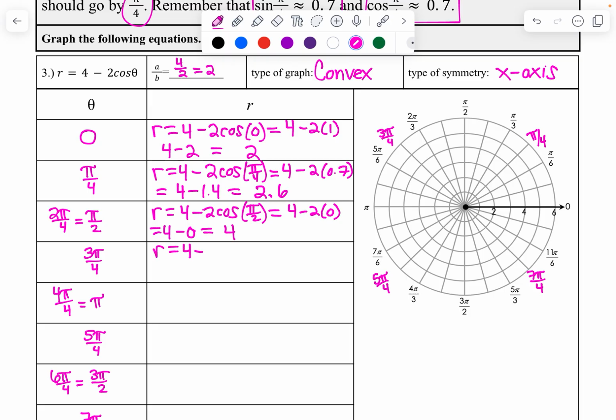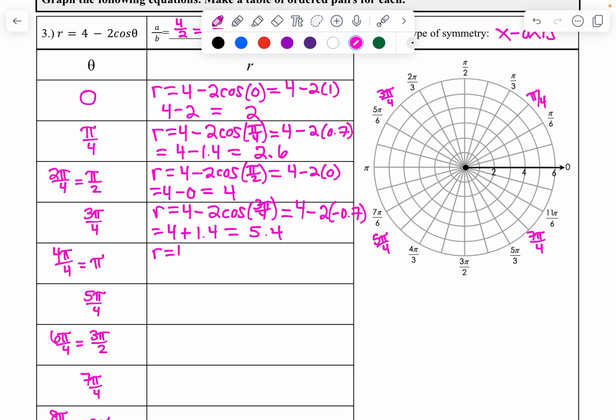All right, so if we plug in 3 pi over 4, so again, we're going to estimate as 0.7, but because we're over in quadrant 2, it's negative 0.7. So it'll end up being 4 plus the 1.4. And so we're going to get 5.4. All right, next one, 4 minus 2 times the cosine of pi. Well, we know the cosine of pi is negative 1. So this becomes 4 plus 2, and we're going to get 6.